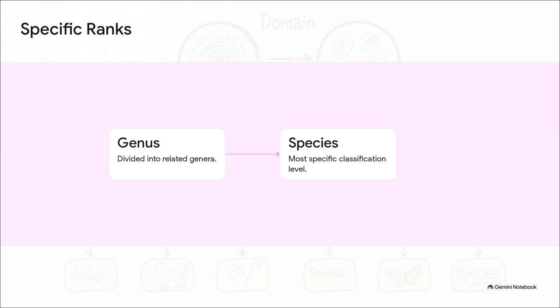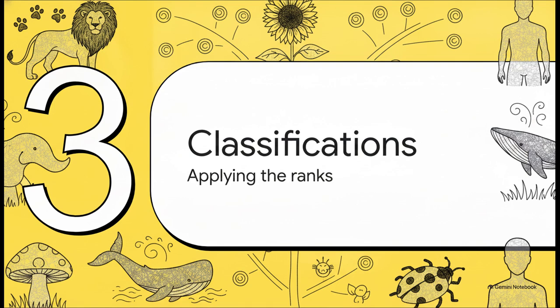Families break down into related genera, that's the plural for genus, by the way, and a genus filters down to the absolute most specific level of classification there is, the species. All right, let's make this concrete.